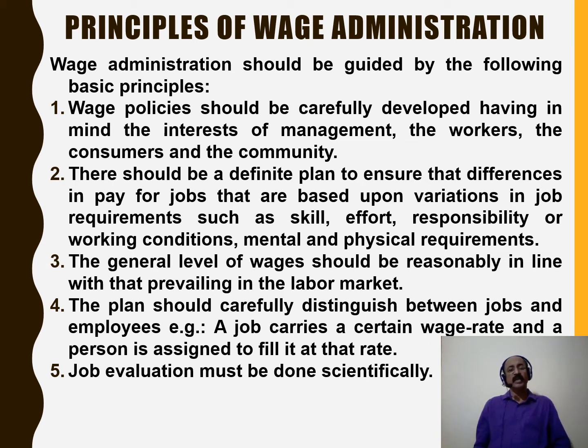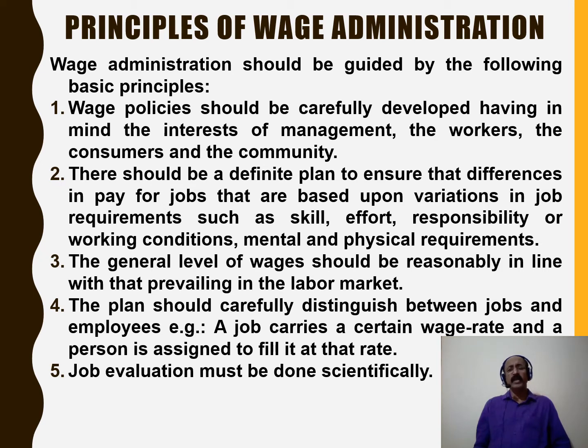The third principle says the general level of wages should be reasonably in line with what prevails in the labor market. So the general level of wages should be reasonably in line with what the industry gives. We cannot reduce it, and we should not even increase it. Whatever the industry gives, we should be at par with that.